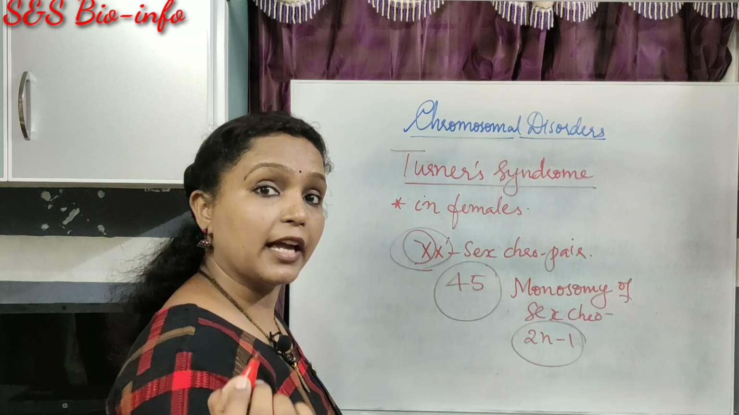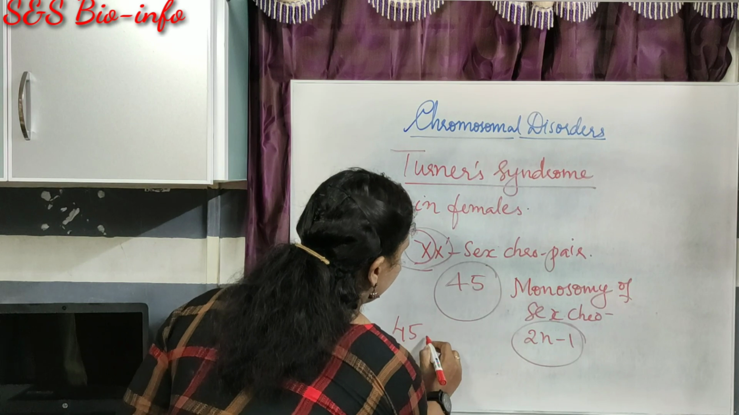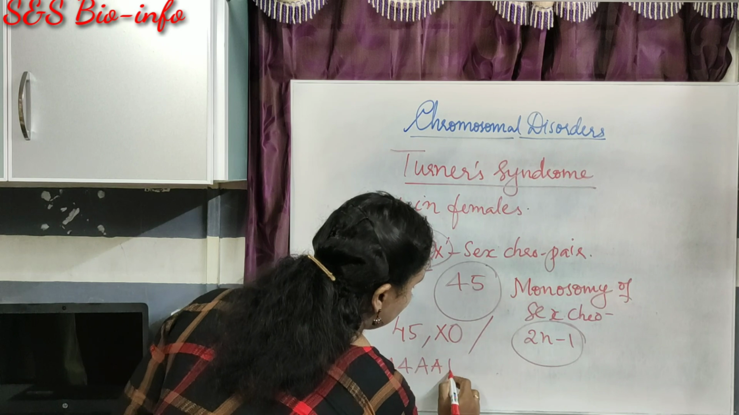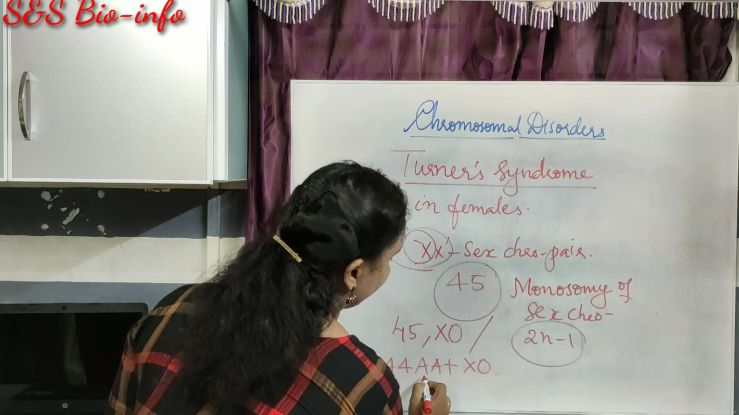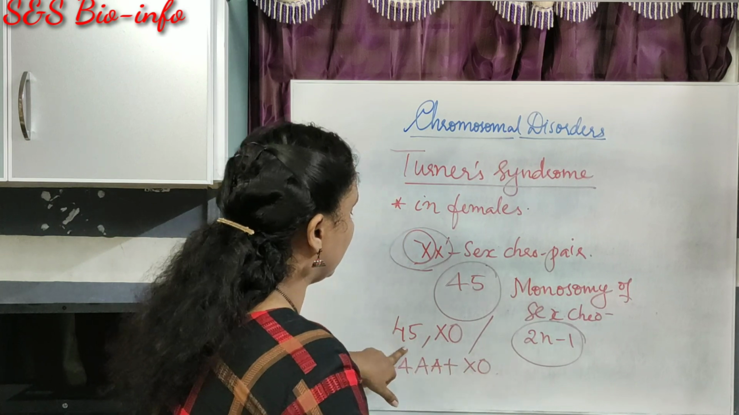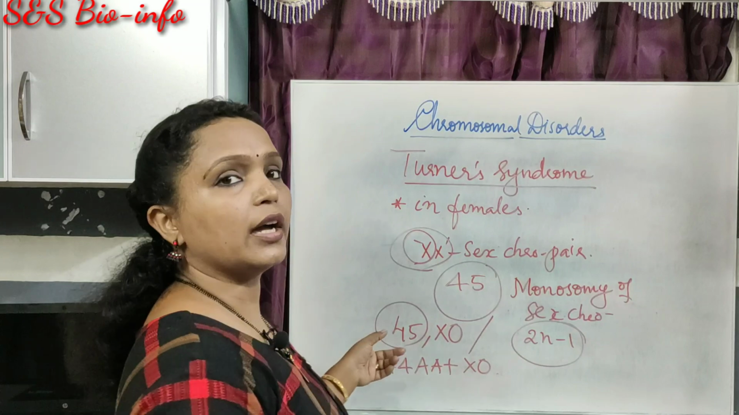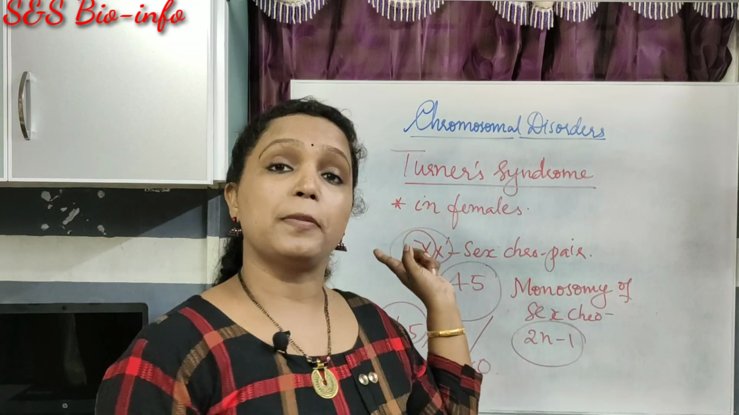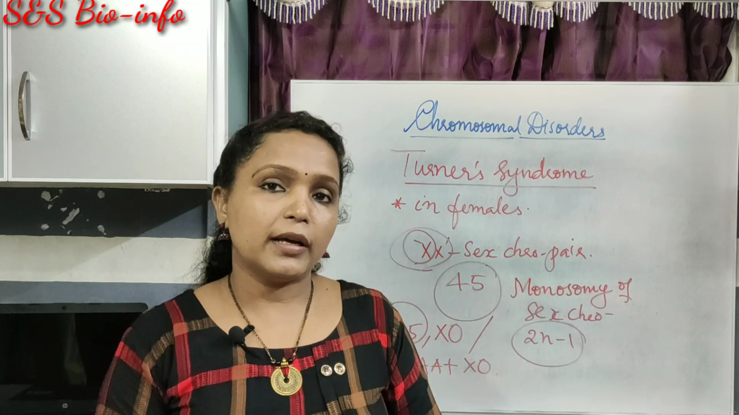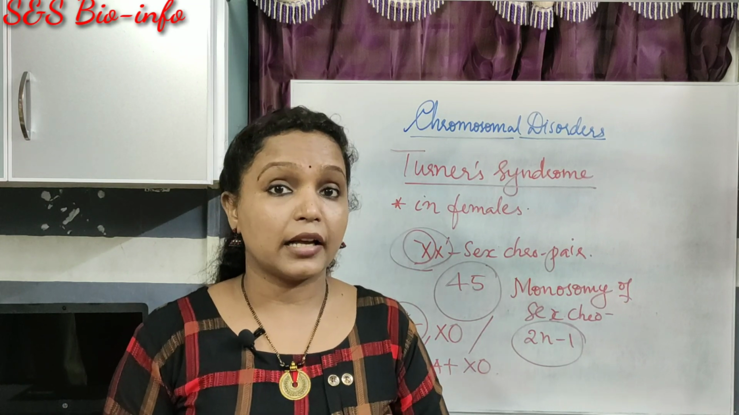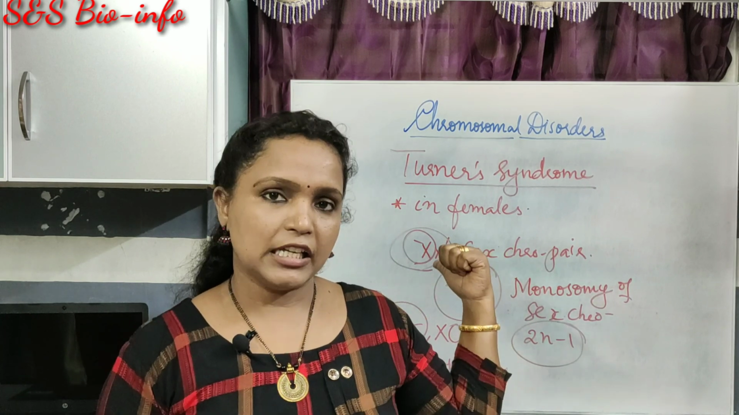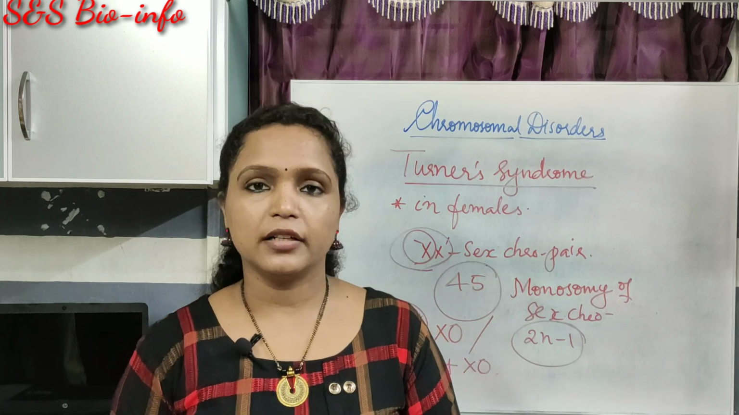So, the karyotype can be written as 45X0 or 44A plus X0. Here 44 autosomes, then 45, the X chromosome 45. So, the total number of chromosomes is 45 in this case. These individuals will be short-statured with rudimentary ovaries. They also lack secondary sexual characters. They are sterile too. Sometimes such individuals will be affected by heart diseases.